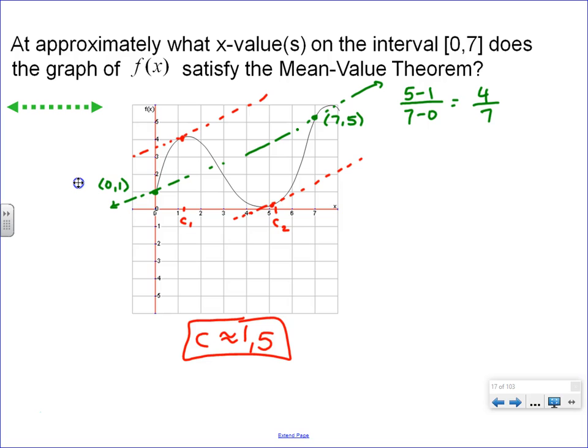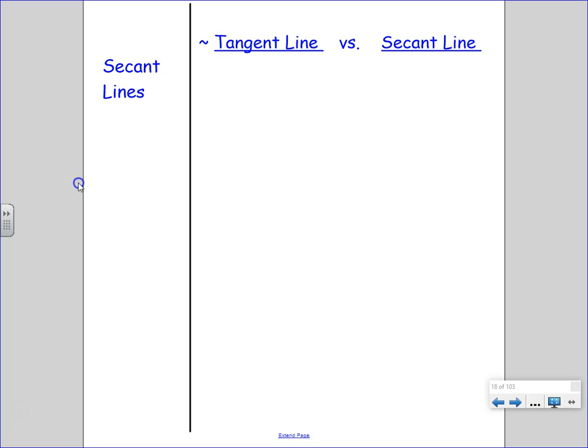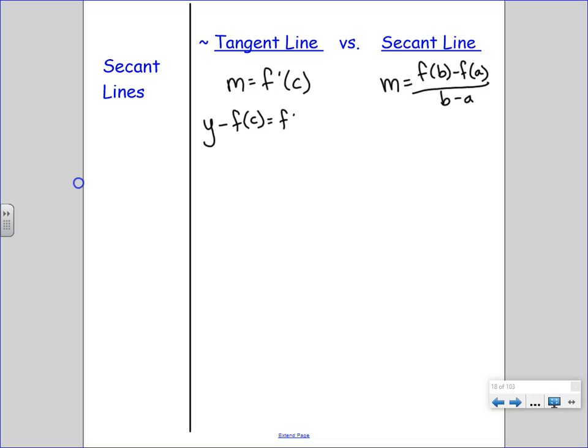Now, what if you had something like this? Wait, we've been talking about secant lines. Are they really that scary? How do we find the slope of a tangent line? We plug into a derivative. How do we find the slope of a secant line? We plug into our nice little slope formula. How do we make an equation of a tangent line? We plug our point of tangency into our point slope formula.